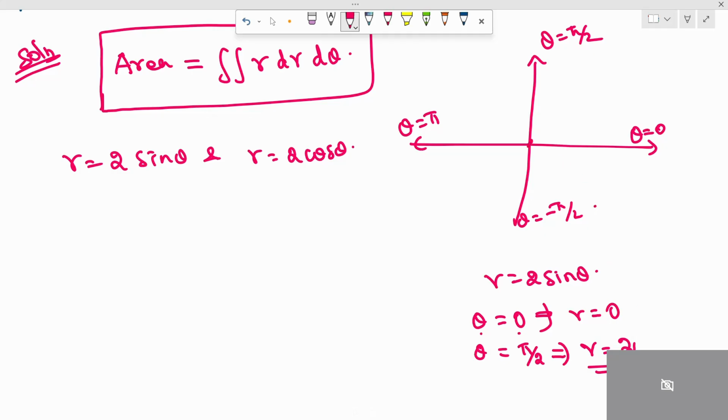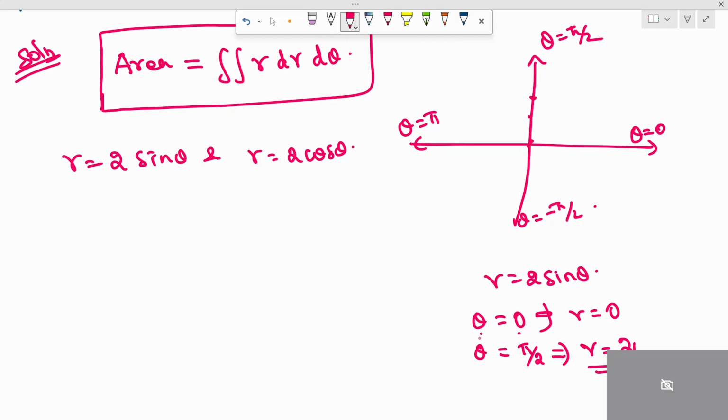We have to start from the origin. Then if we put theta equal to pi by 2, we get r equal to 2. R equal to 2 means if we take 1, 2, likewise, we get this point. On this line, which is the theta equal to pi by 2 line, we have to mark r equal to 2 here.